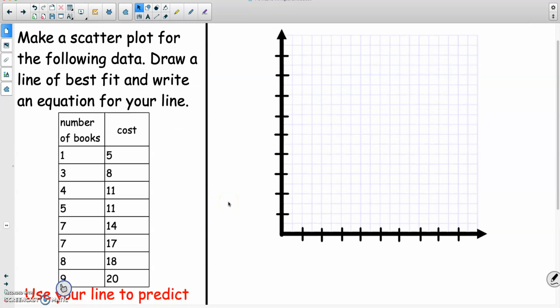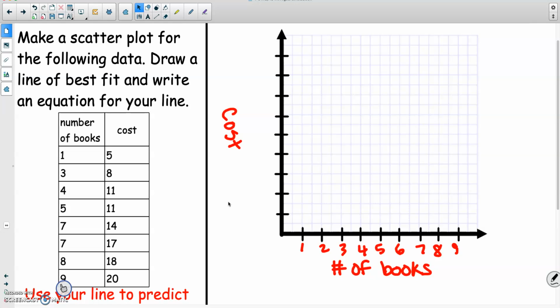Okay, now we have to make a scatter plot. Number of books and cost. Okay, so we have cost over here. Number of books. And we're going to have to answer some questions. So 1, 2, 3, 4, 5, 6, 7, 8, 9. Oh, I can't go by ones. Twos.